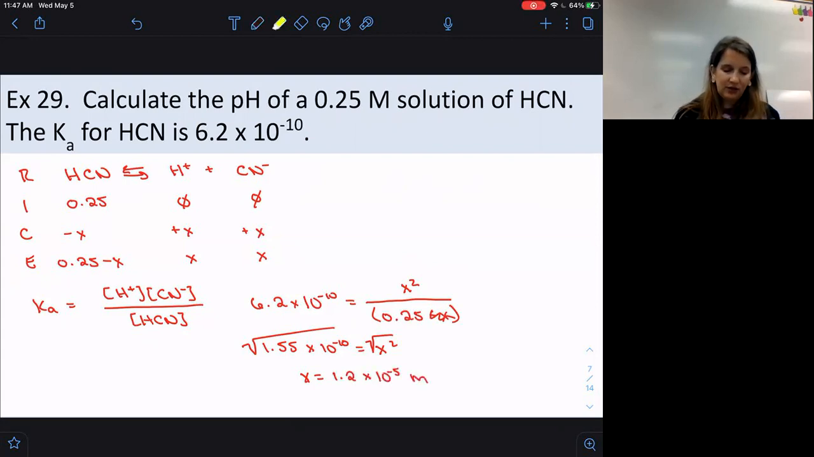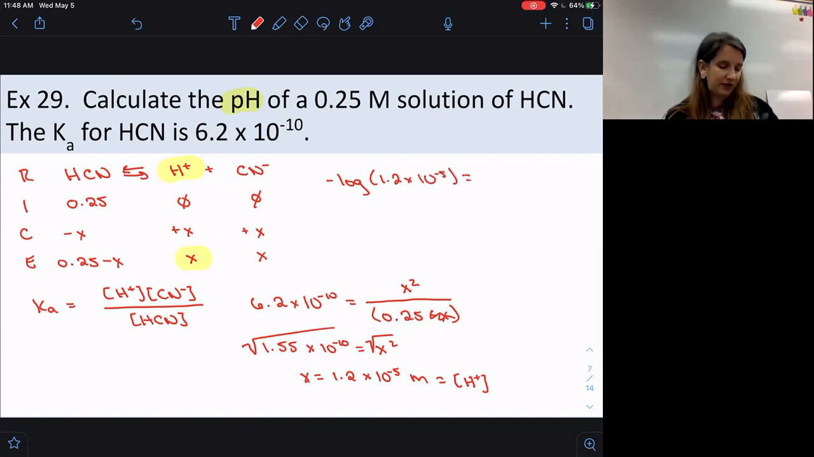Now it's asking us to solve for the pH, and X is representing my hydrogen ion concentration. So that's my hydrogen ion concentration. When I go to solve for my pH, all I have to do is take the negative log of that answer, 1.2 times 10 to the negative 5th, and that is going to give me my pH value. So negative log of that answer, 4.90. And that's it.